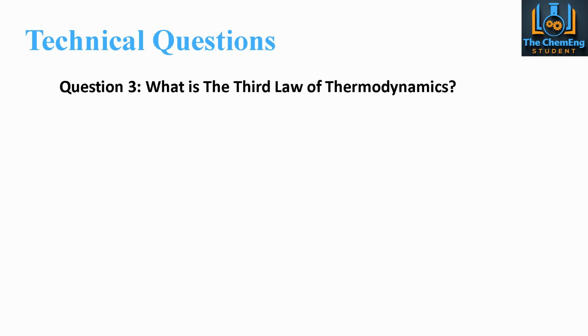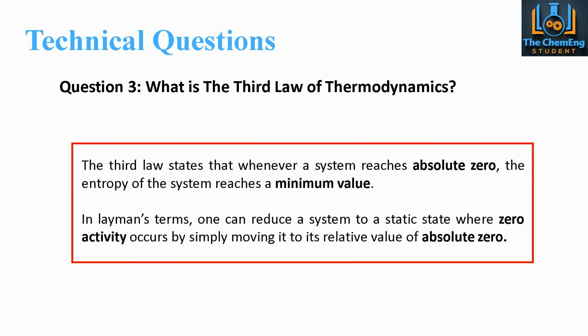Now, following from that, they might ask you, well, can you define what the third law of thermodynamics is? And granted, they could ask, define the zeroth law, define the first or the second. But here we're going to define the third law. So the third law of thermodynamics states that whenever a system reaches absolute zero, the entropy of the system will reach its minimum value.